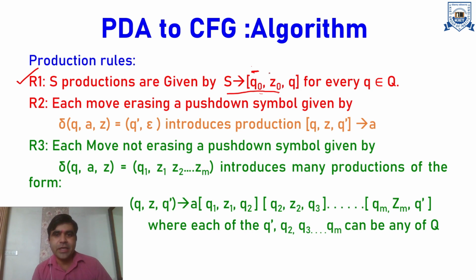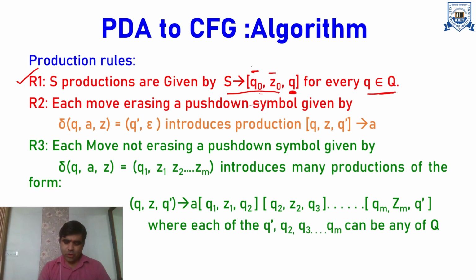Z naught is the initial symbol of your stack, and this Q will take all values from the capital Q. Capital Q contains all the states. Let's suppose there are only two states, Q naught and Q1. So in place of this Q, once you have Q naught, another time you have Q1. So S productions will be S derives Q naught, Z naught, Q naught, and S derives Q naught, Z naught, Q1, because this last Q in the triplet will take all values from the capital Q, right?